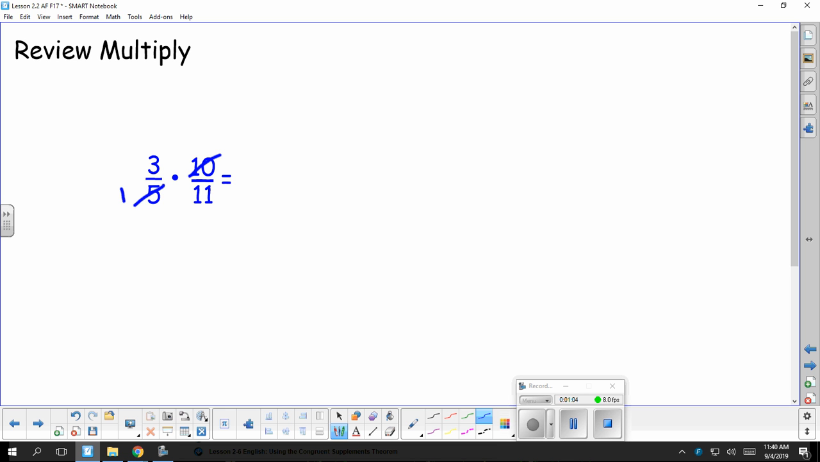Just divide that by 5. I end up with 2, right? So what essentially I'm doing there is taking out a greatest common factor. The greatest common factor is 5, and I'm dividing both of those by 5. Once I get to there, I'm left with essentially 3 over 1 times 2 over 11, and I multiply the tops together, and I multiply the bottoms together. So 3 times 2 is 6. 1 times 11 is 11.